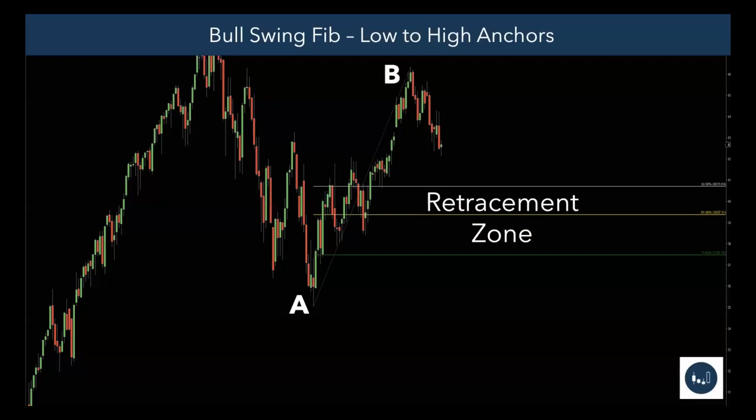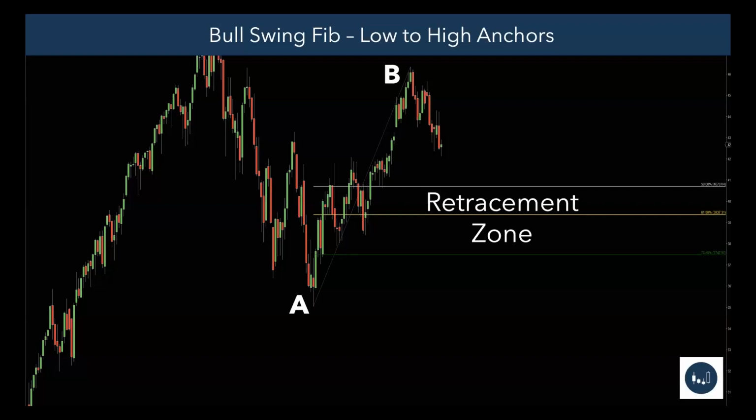So here's kind of the most basic bull swing fib with low to high anchors, where we've got our low down at A, we've got our high up at B, and it's very important to get the snapping in the position placement of the anchors right on your price levels, because that's going to make a huge difference for your retracement and your extension levels. Now, this is a weekly chart. This is the S&P 500 through the ticker ES.